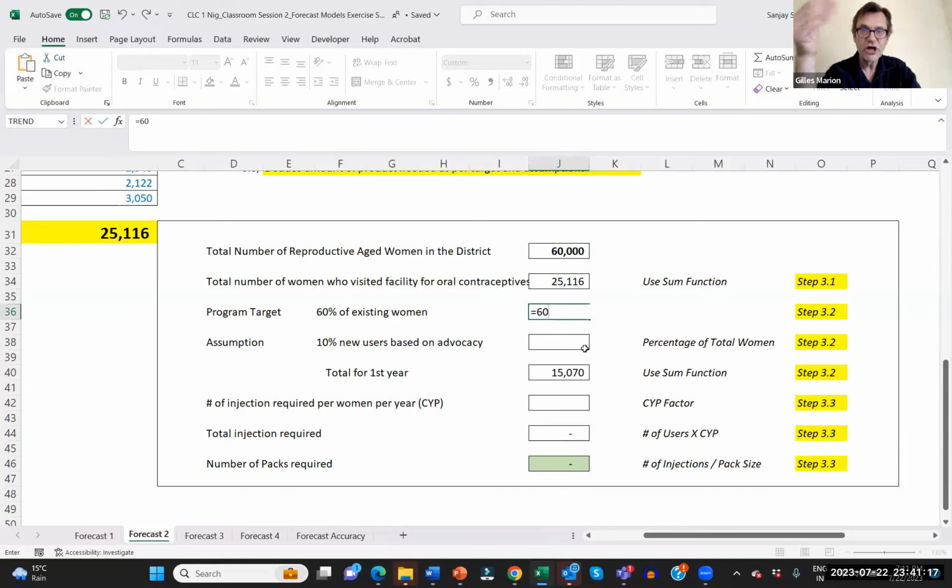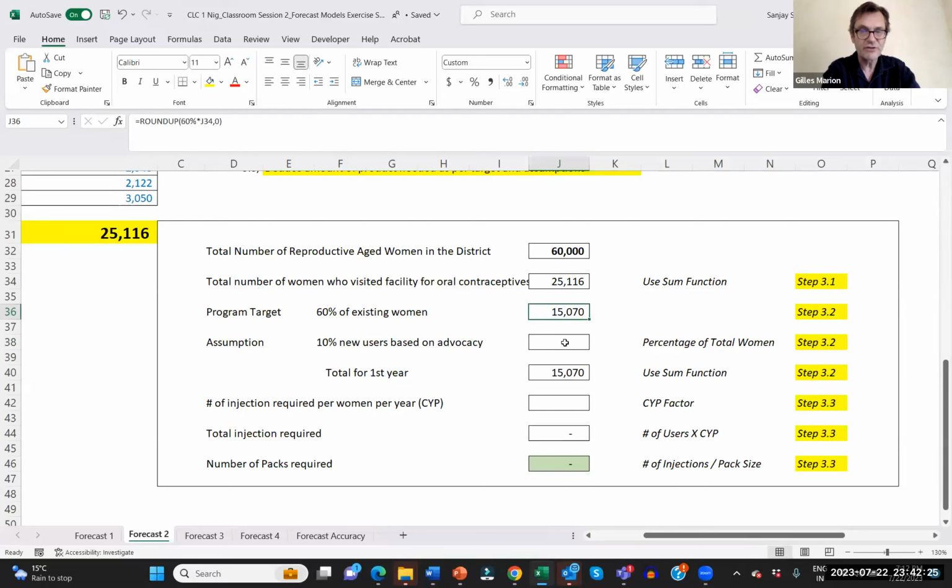So this is 60% of 25,000, the number of women who have been served. Here, Sanjay is using the roundup formula to make sure we only have full numbers. I don't know how you say that in English. So 60% of it is 15,000. The roundup formula used here by Sanjay ensures you don't have 15,069.2, which will not be very helpful when you are counting people. So now we have 15,070.